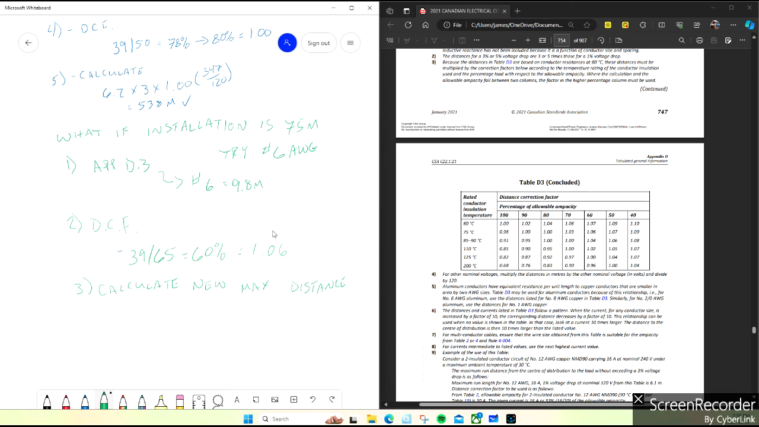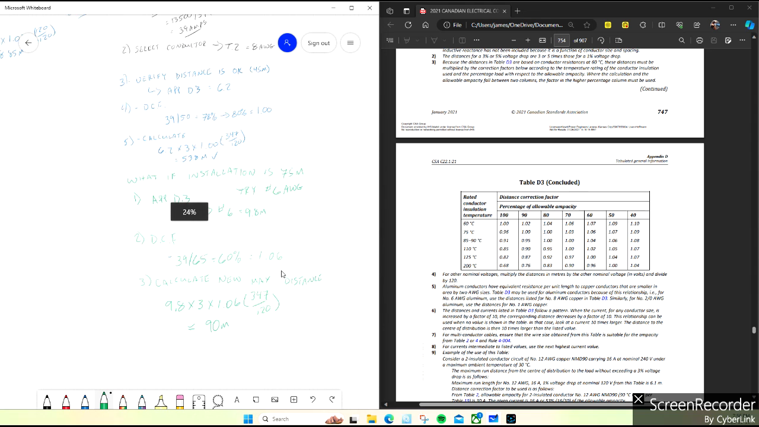So with number 6s, we can go 9.8 meters. We're allowed 3% drop. We have a new distance correction factor, and the voltage is still 347. So when you work this out, you should get 9.8 times 3 times 1.06 times 347 over 120, 90 meters. So that would work. So yeah, if this installation was actually 75, well, then we'd have to use a number 6.